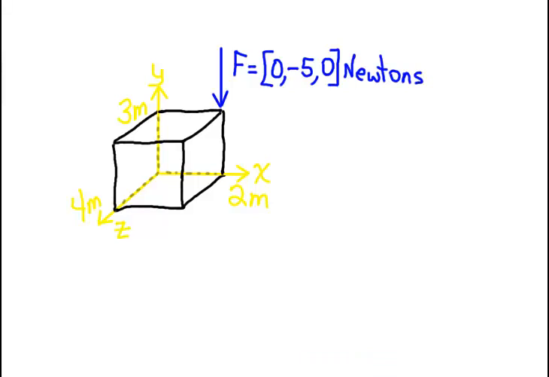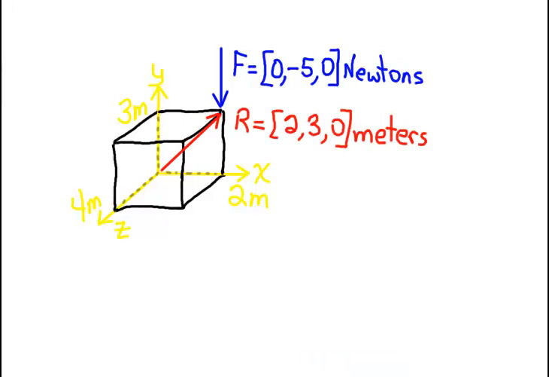Attach a force, 0, negative 5 and 0 newtons, to that edge of the box anywhere, doesn't matter. That's called the line of action. The force could be attached at any point along the line of action for the purposes of this calculation.